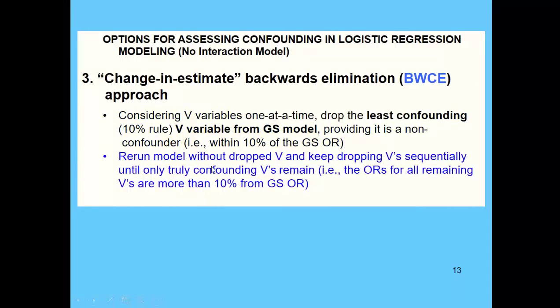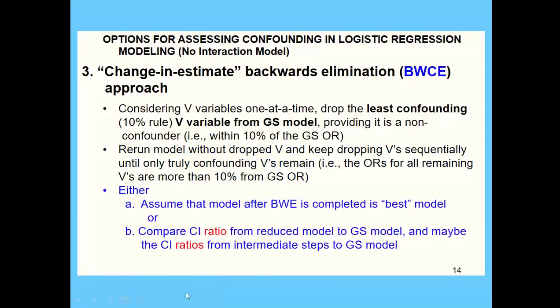And then I said rerun the model without the dropped V and keep dropping V's sequentially using this change in estimate until only truly confounding V's remain. That's what this approach says. At that point, you could stop, or you might want to do something more. When you're doing this process, you're not doing anything about precision, you're just checking for confounding. So you might say, once I've finished this process to get the best confounding model, using a shortcut backward approach, maybe I ought to look at precision. So that's what I'm doing at the end of this.